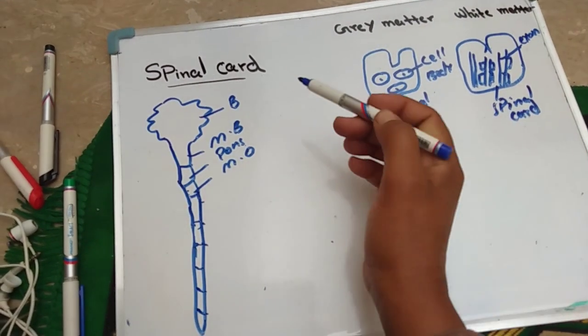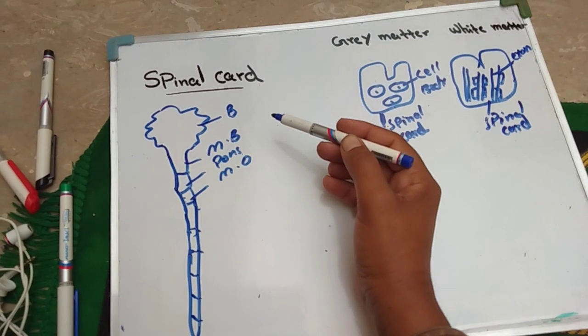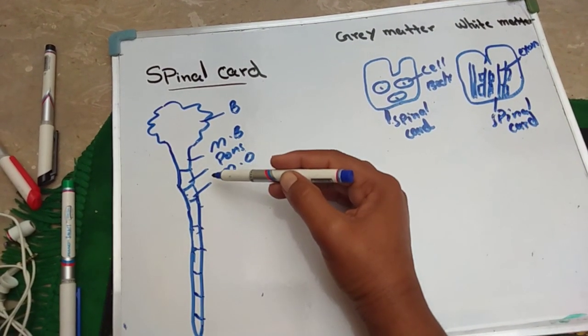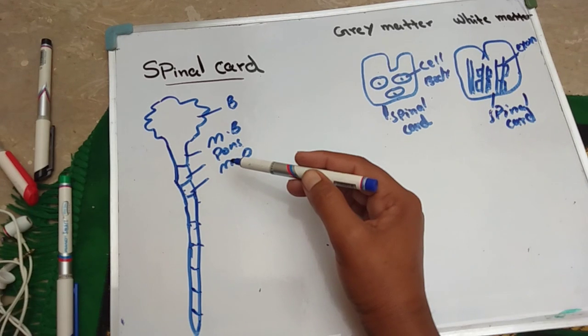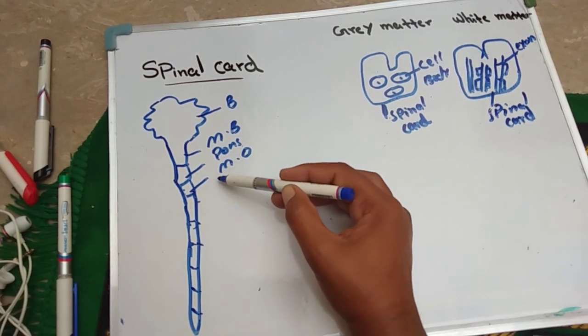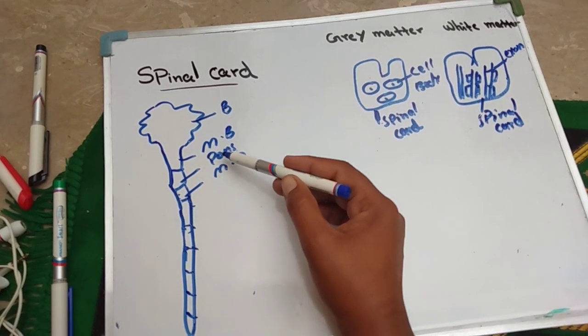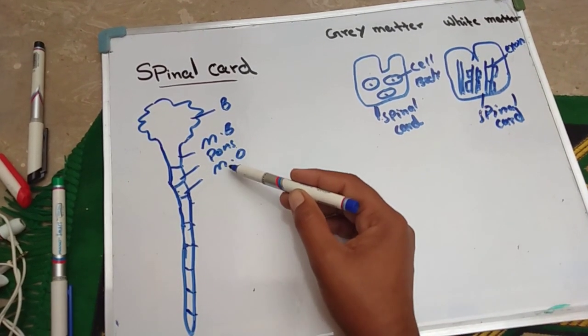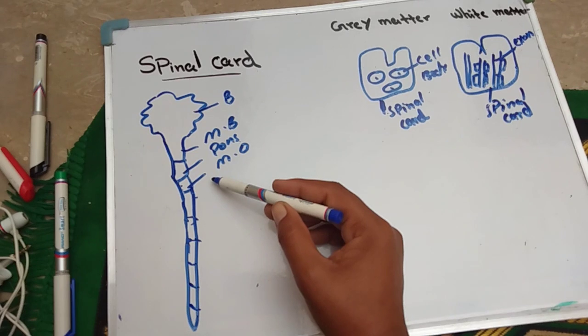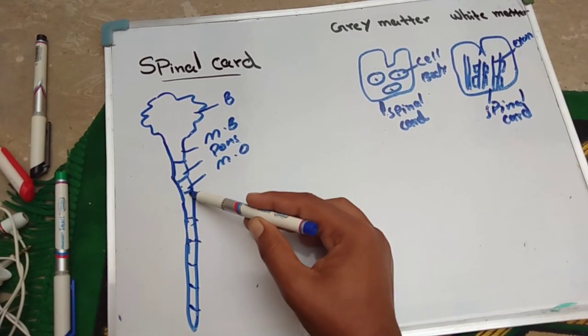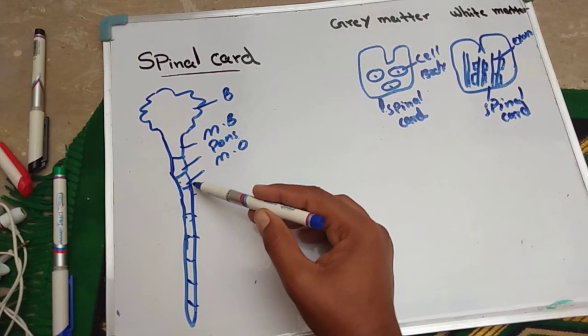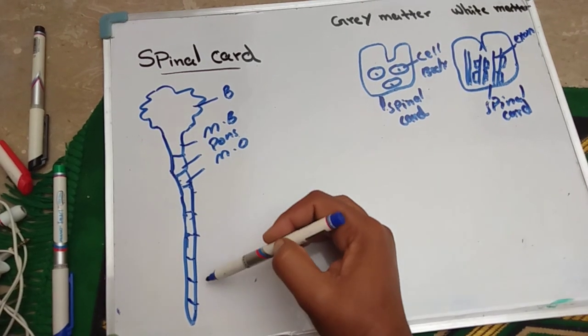Today our topic is the spinal cord. The spinal cord originates from the end part of the brain. This is the brain. This is the midbrain. This is the pons. The medulla oblongata is the end part of the brain. The spinal cord is attached to the medulla oblongata.